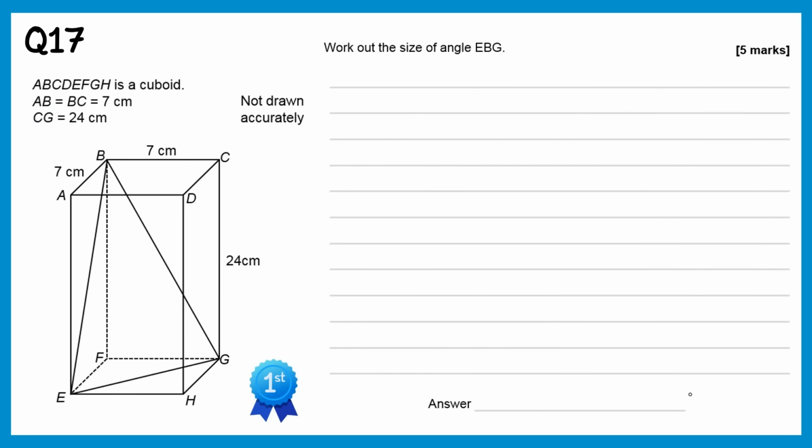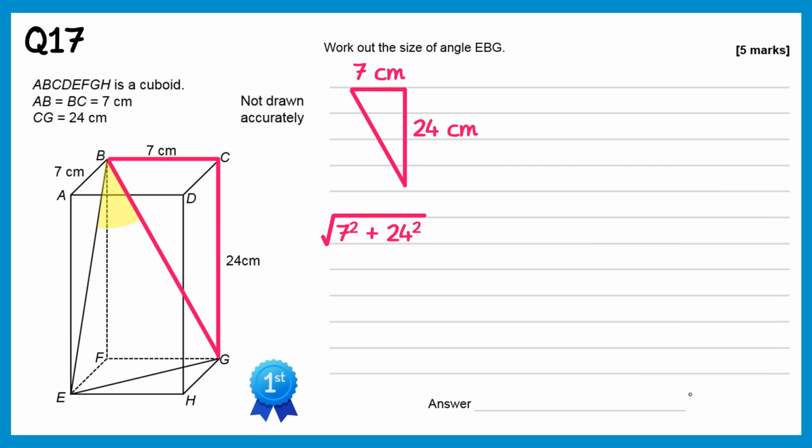In this question, we need to find the size of angle EBG, which I'm going to mark on the diagram here. We're going to start by looking at this red triangle BCG. In this triangle, we have the top here is 7 centimeters, and the right hand side here is 24. If we use Pythagoras then, we can find the hypotenuse, so if we do the square root of 7 squared plus 24 squared, you get 25. This means the line BG is 25 centimeters.